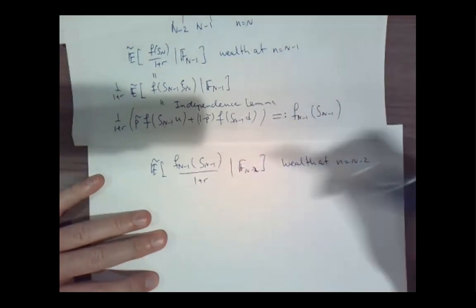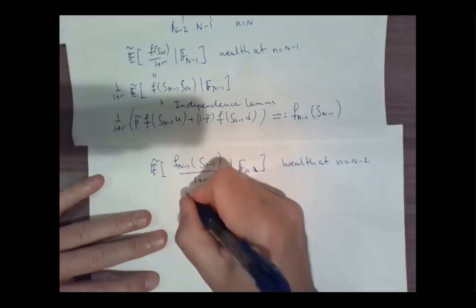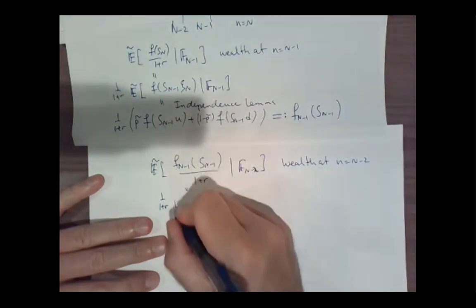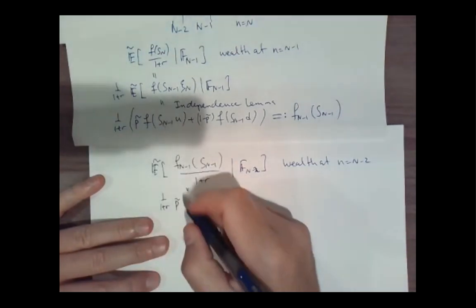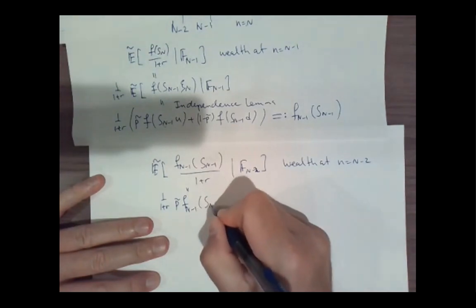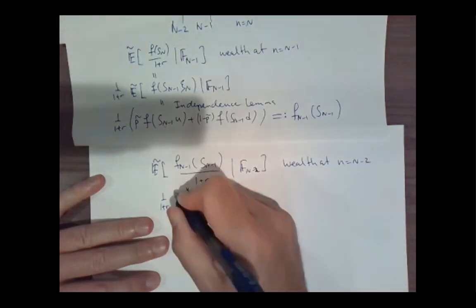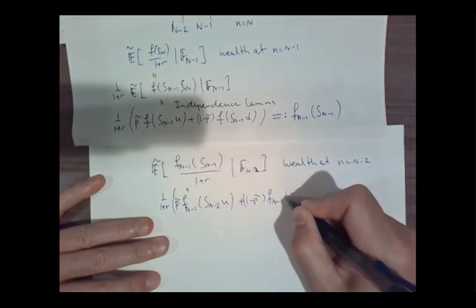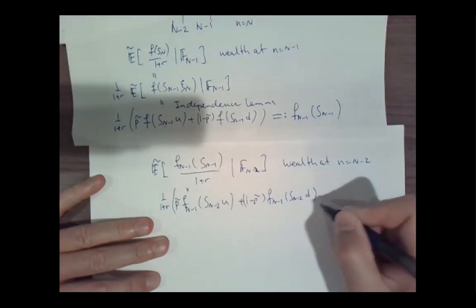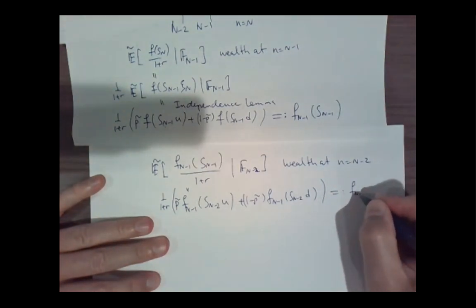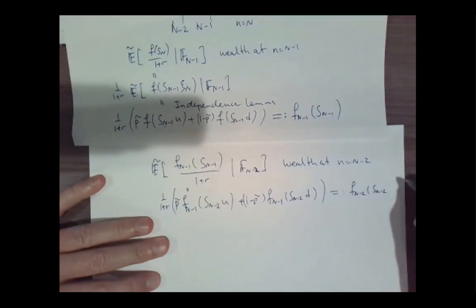We go through the same motions again. This is going to be equal to 1 plus R times P tilde, basically copying what we have up there, but instead of F, you'll have Fn minus 1 of Sn minus 2 U, plus 1 minus P tilde, Fn minus 1 of Sn minus 2 D. And this will be my new function, Fn minus 2 of Sn minus 2.